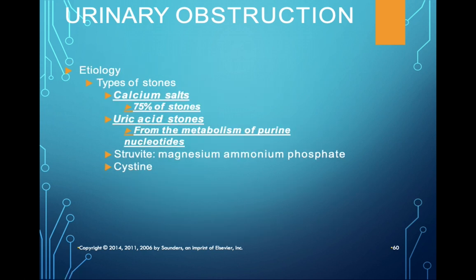So the types of stones: the majority of the stones are calcium based, that represents 75% of the stones, or also uric acid. This is from poor metabolism of purines. Remember, we saw these associated with gout. Some of these could be struvite. These are magnesium ammonium phosphates and cysteine. But the majority that we see are going to be calcium salts and uric acid stones.